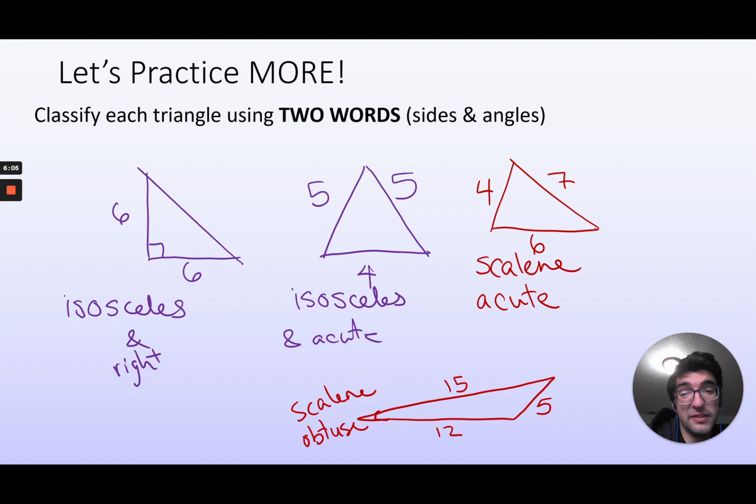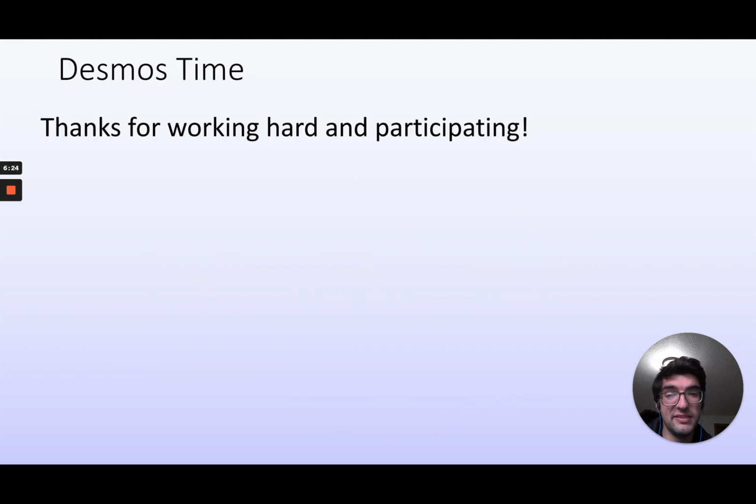So you can see I've got a lot of different combinations of triangles I can make, and this is not all of them. I have equilaterals. I can do scalene acute, scalene obtuse. I could do scalene right, also works. So I've got lots of options. I just want to be able to name using both types of words, looking at sides, looking at angles.